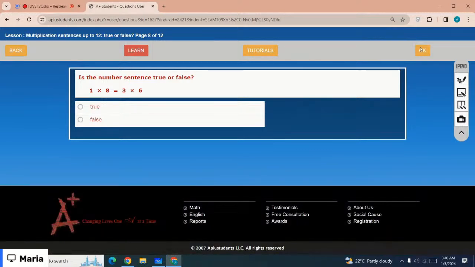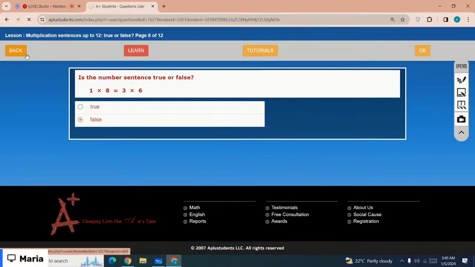Is the number sentence true or false? 1 times 8 equals 3 times 6. The correct option is false. Okay, you can complete the lesson by yourself later today.